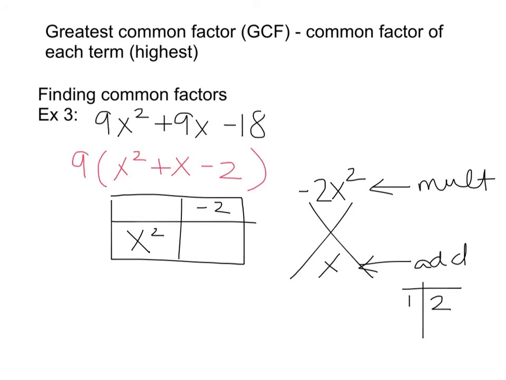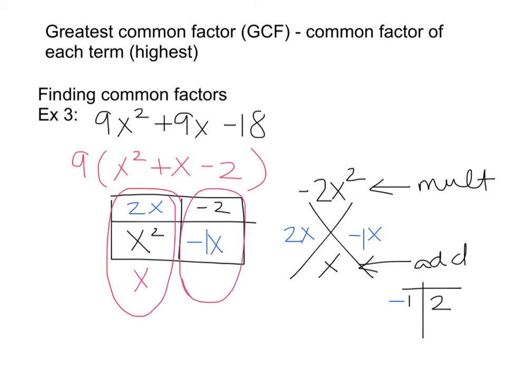So since my x in the bottom is positive, that means my biggest number needs to be positive. So I make my 1 negative. So I write my 2x and my minus x, or minus 1x, okay? Put that in your box wherever you want to. Look at your first column. What does 2x and x squared have in common? They have an x. What does minus 1x and minus 2 have in common? A minus 1.